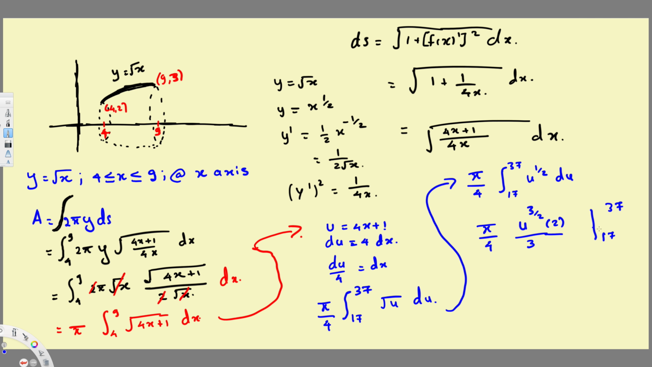Now, since we have already found the new limits of integration, we don't have to go back to convert the u. We can keep it as u and plug in the values. So here, this 2 and this 4 cancel, and we have 2 right here. So we are going to have pi over 6 times, if I plug in 37, 37 to the power 3 by 2, and then minus 17 to the power 3 by 2.